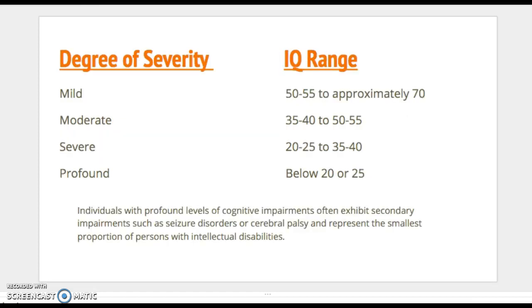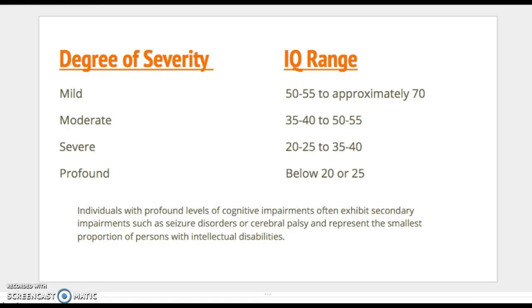Okay, so like Ashley was just saying, an IQ level is really important for an intellectual disability. So here we found from the book a little table that was kind of helpful for us. They rate the degrees of severity based on the IQ. So for mild, anywhere from about 50 to 70. For moderate, their IQ ranges anywhere from 35 to about 55.